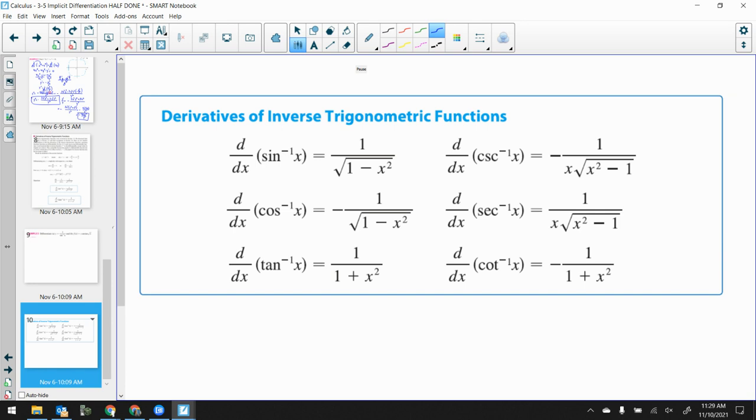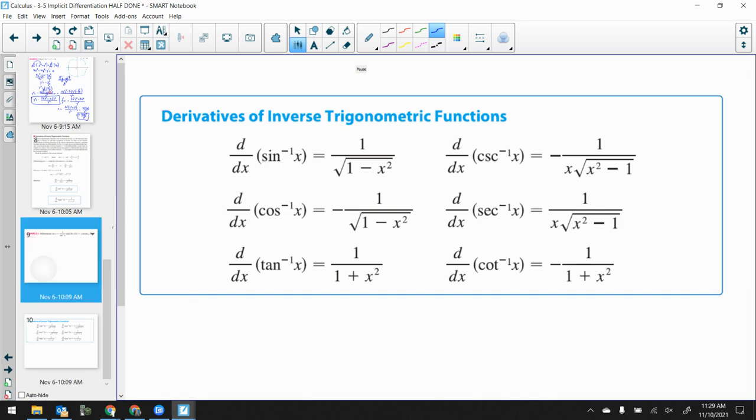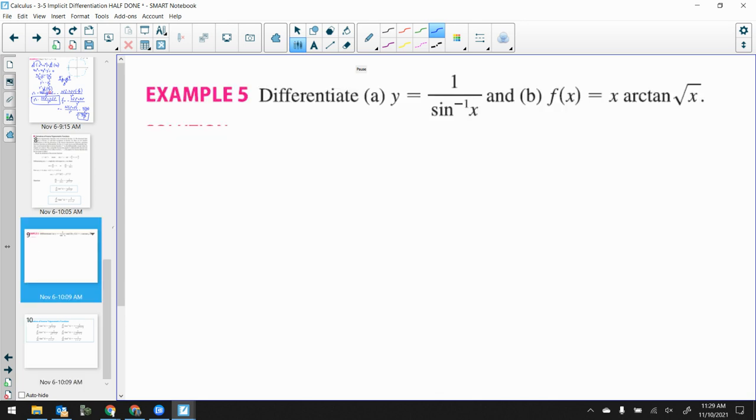Now, cosecant and secant look very similar to one another, just like sine and cosine look very similar to one another. This is 1 over x times the square root of x squared minus 1. And notice that these flip when you go to cosecant and secant. This is x squared minus 1 inside there now. And then this is just 1 plus x squared. So again, do your best to memorize these. And let's apply it now. I would have this out when you're doing your homework.